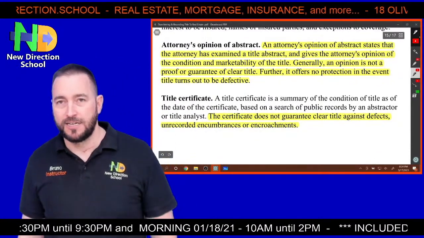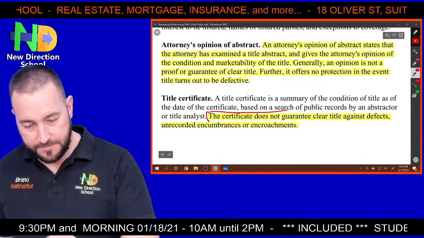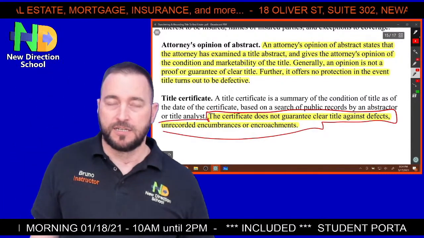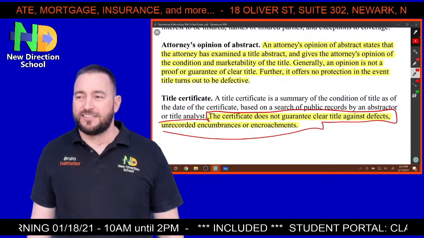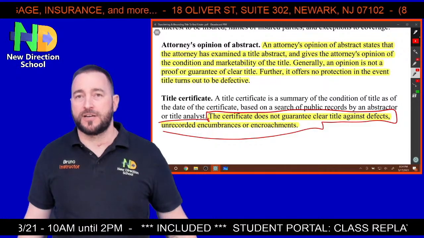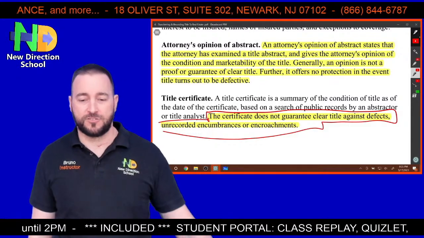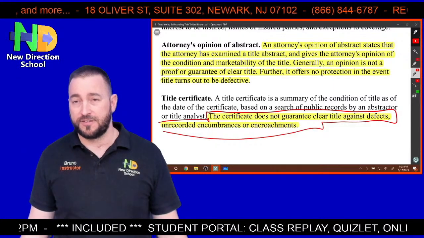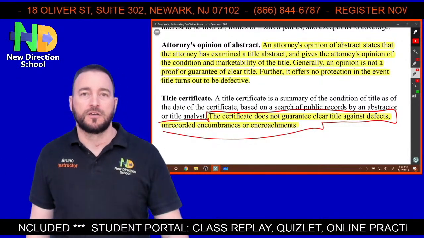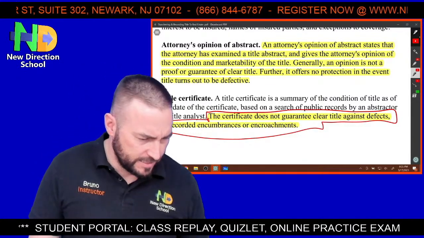And the last one, title certificates. This is pretty much just like the quitclaim deed. It's the worst type of protection that you can get because there's no protection. Okay, this is just a certificate. It doesn't guarantee anything. There's no attorney's opinion. There's nothing attached to this. Okay, so it's really bad.